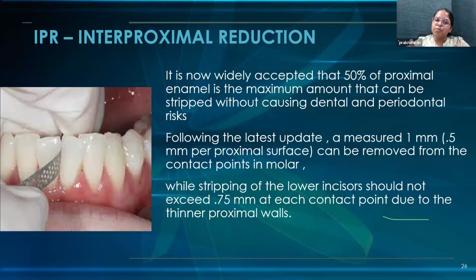Be strict and try to reduce the IPR. Maybe if you can incorporate a few degrees of proclination, a few degrees, I'm saying not much, instead of doing IPR, try to choose expansion rather than just going for IPR.